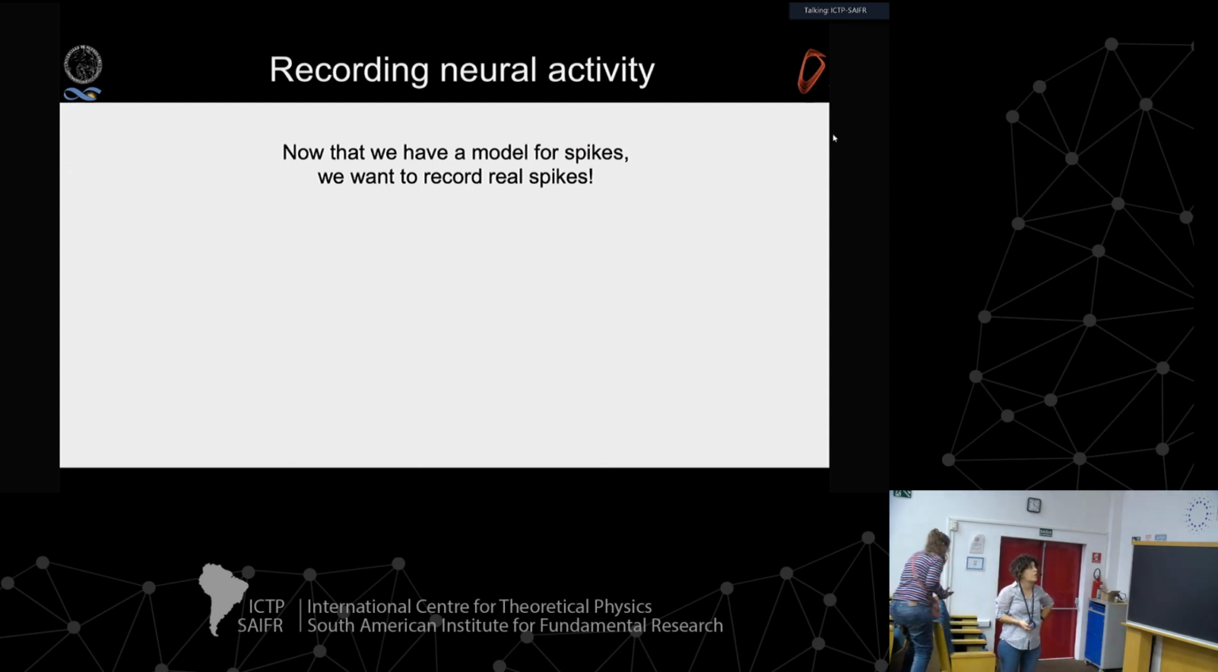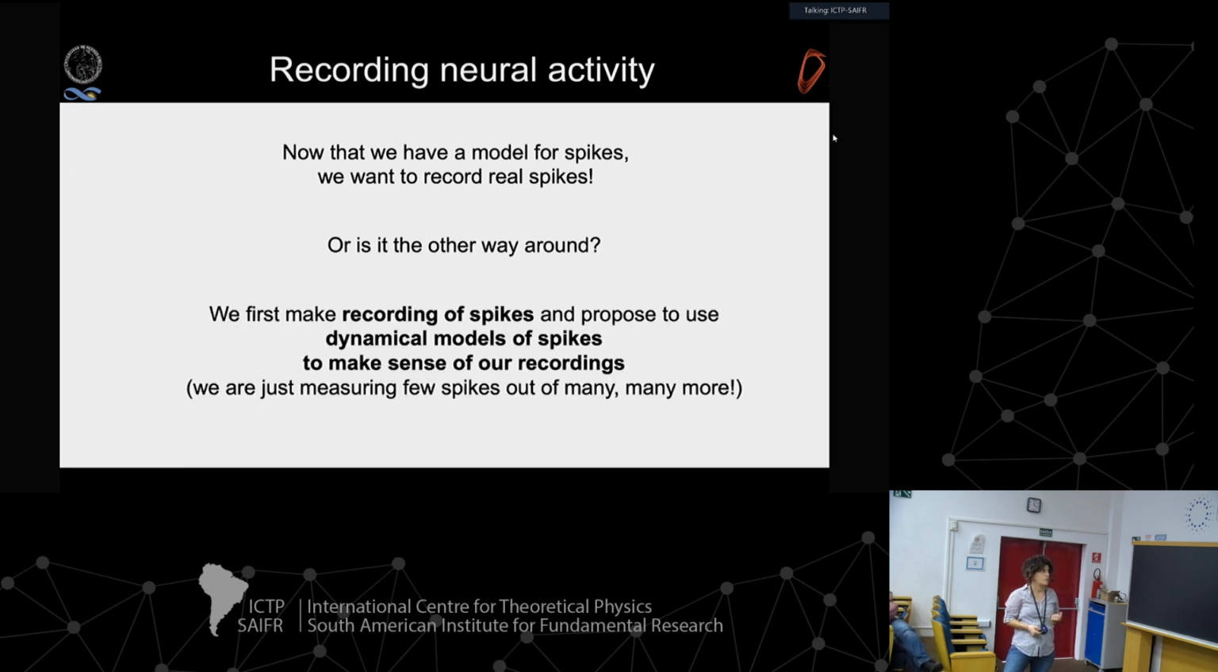Now that we have models for spikes, we want to record from real spikes, okay? And to see what model I want. So the question is, or is it the other way around? Probably it's the other way around: first we make recordings of spikes, and then we propose dynamical models to make sense of our recordings. So this is our approach, or my approach.